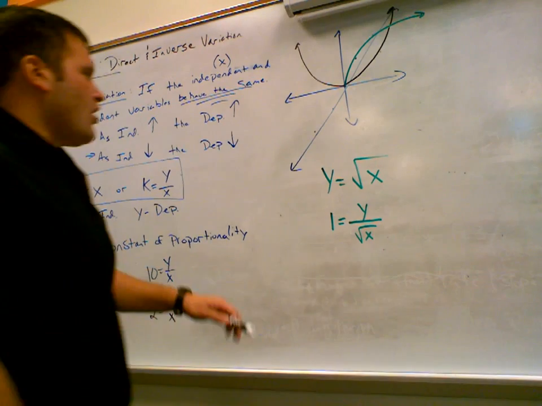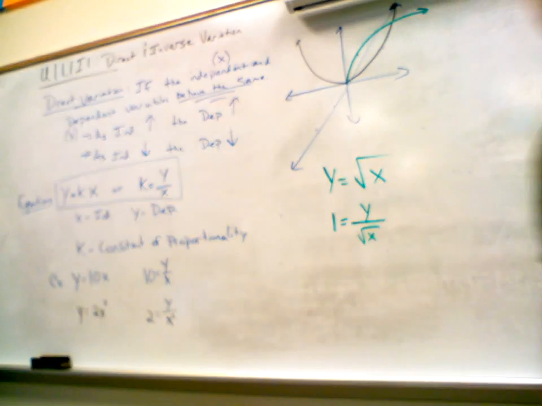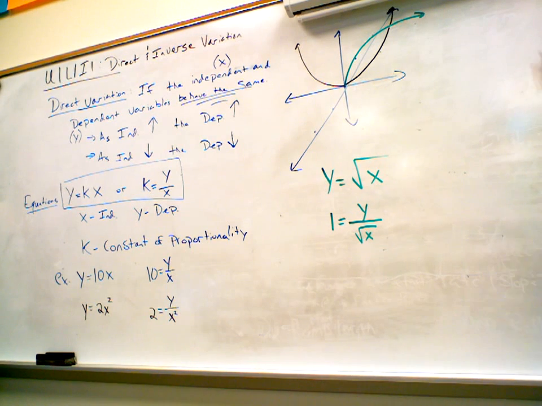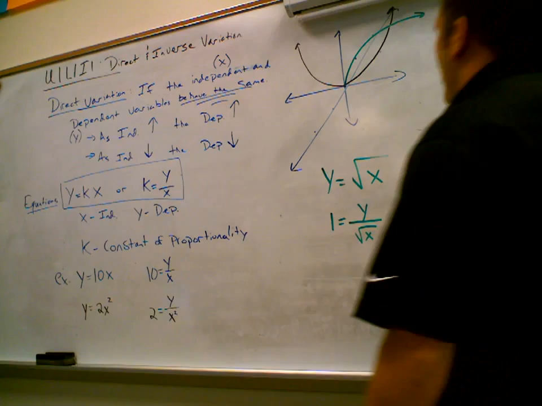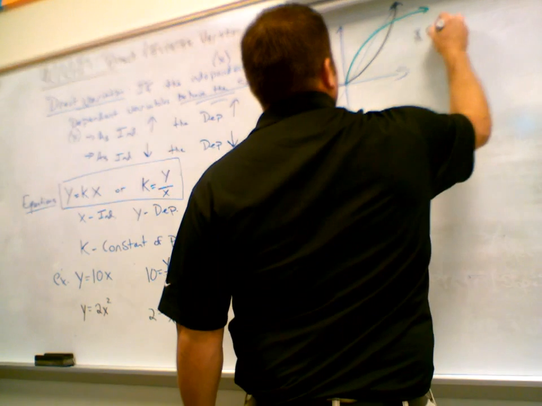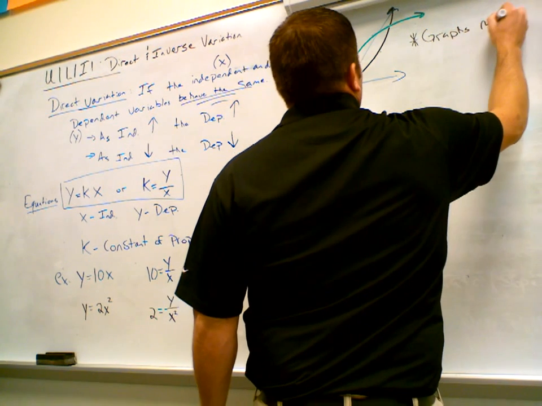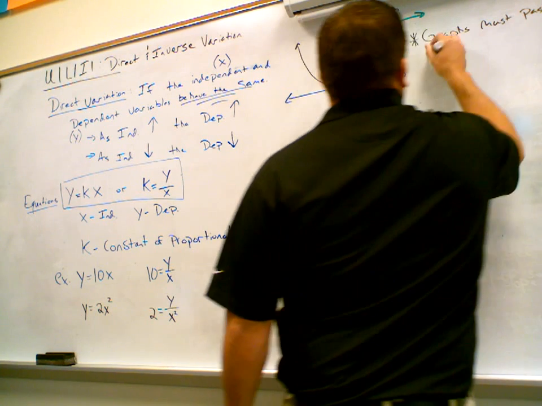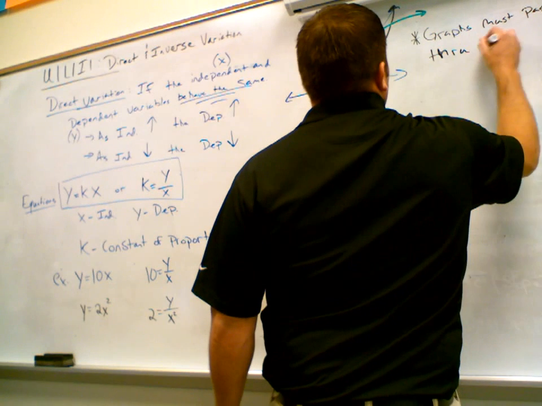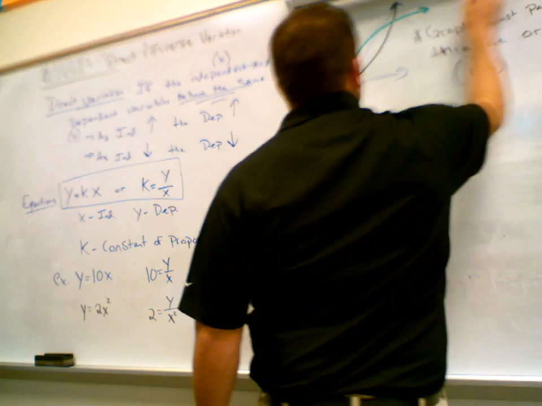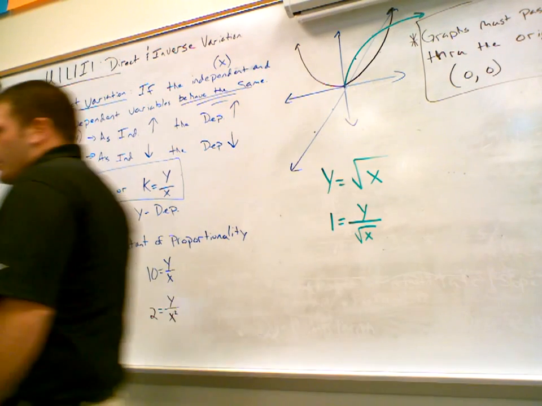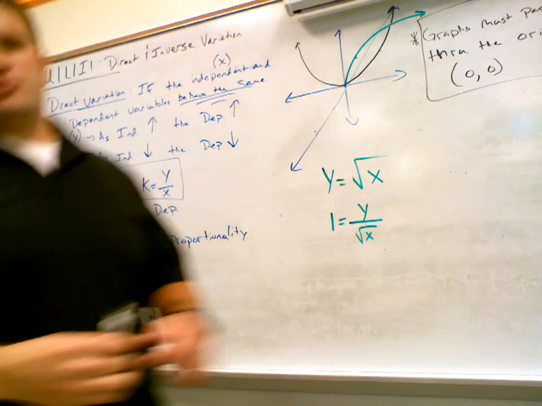Now, all of these direct graphs go through which point? What is it? 0, 0, the center. What's that called? It's an O word. Origin, good. So all the graphs must pass through the origin. And remember the origin is 0, 0. Kind of a big point. All the graphs must pass through the origin.